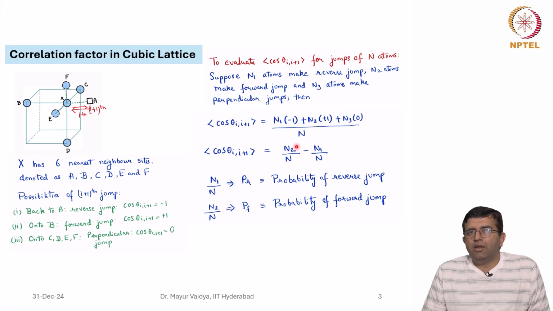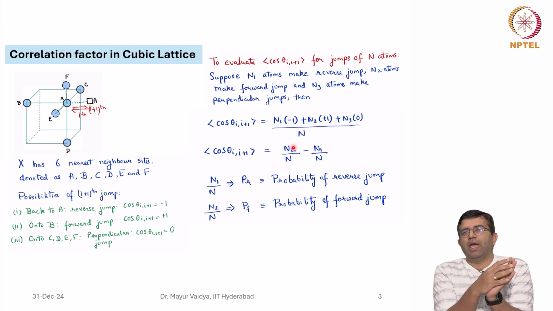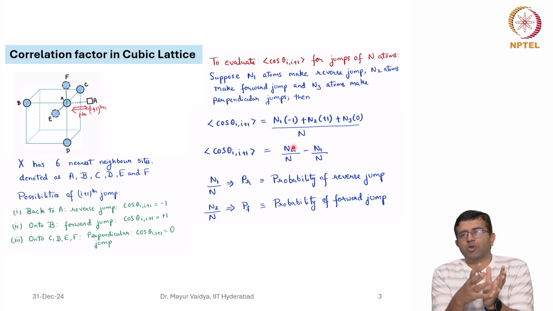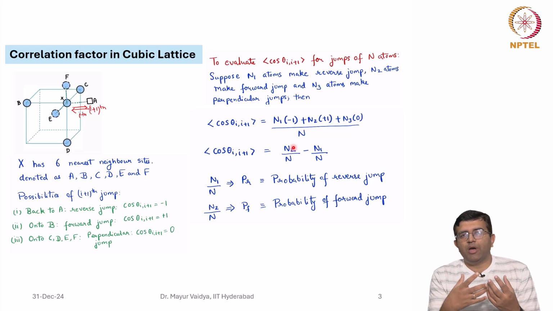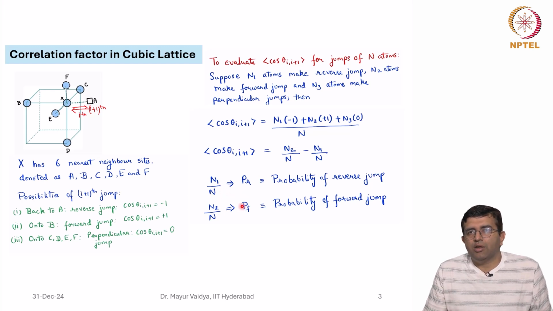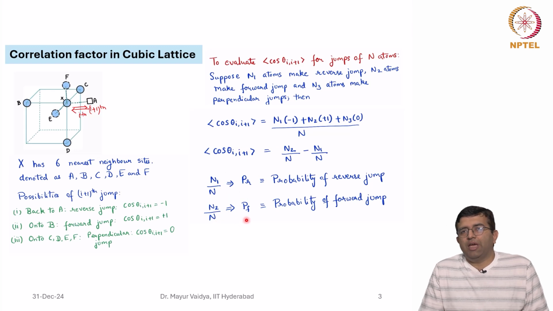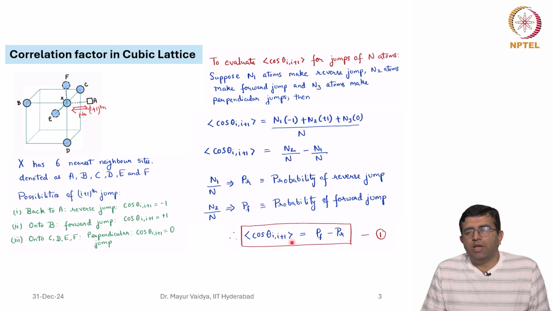Now, what is n2 by n? n2 is the number of atoms which made forward jump, and n1 is the number of atoms that made the reverse jump. So n2 by n represents the probability of forward jump, and n1 by n represents the probability of reverse jump. So we can write n1 by n as PR and n2 by n as PF. Therefore, the average of cos theta i,i+1 can be written as PF minus PR. Let us call this equation 1.